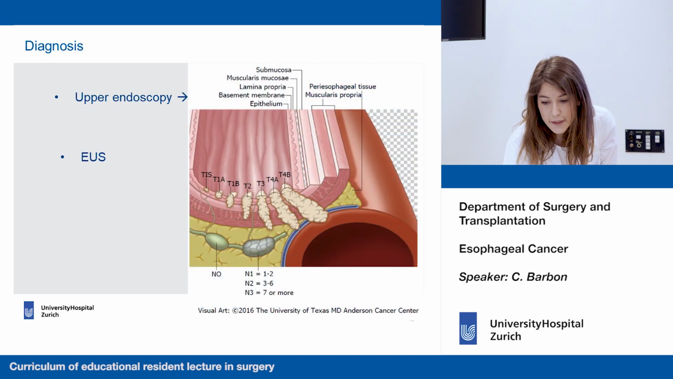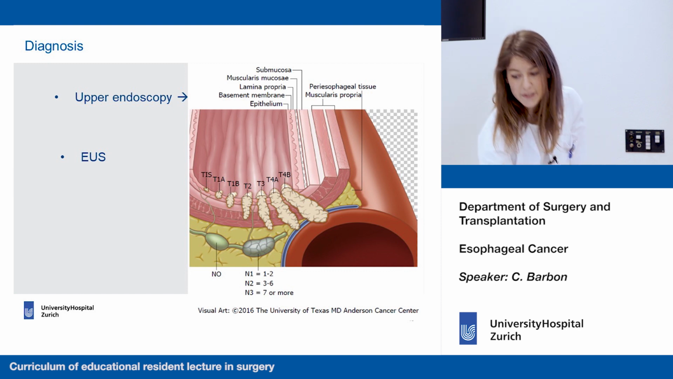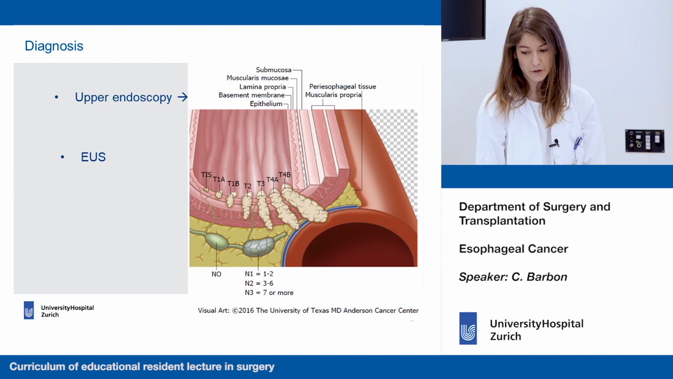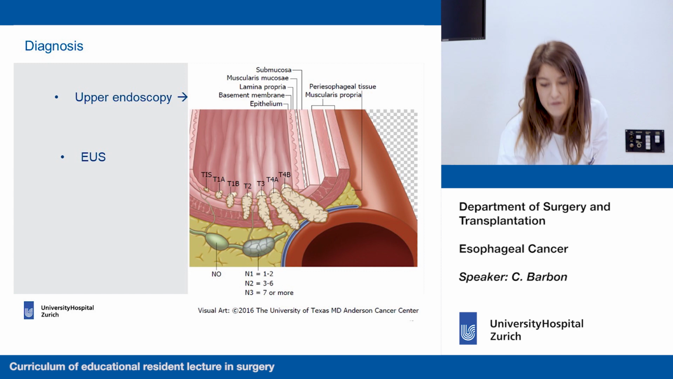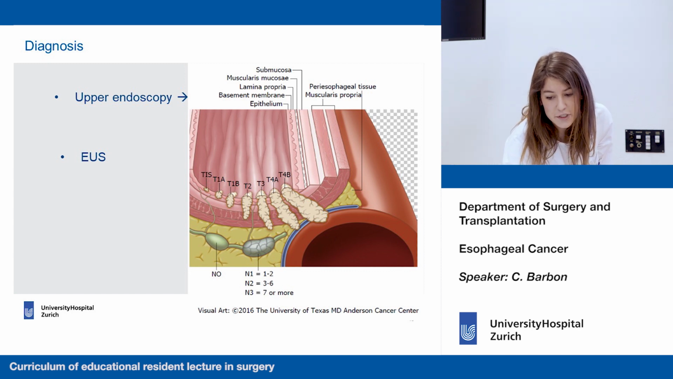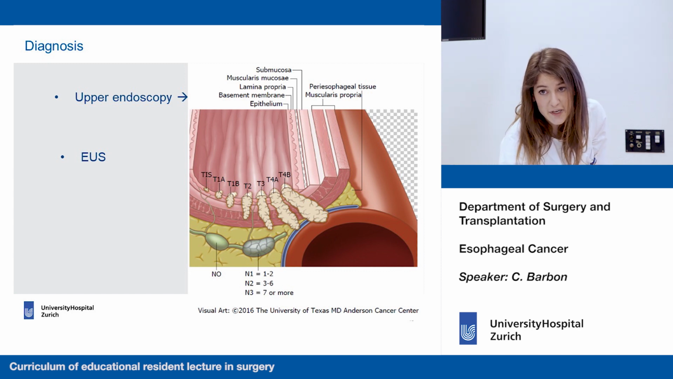And this is the TNM classification from the American Joint Committee on Cancer and the Union for International Cancer Control. If cancer is limited and does not breach the basement membrane, it is a T1a. If it stays in the submucosa, it is a T1b. If it reaches the muscular layer, then it's a T2.